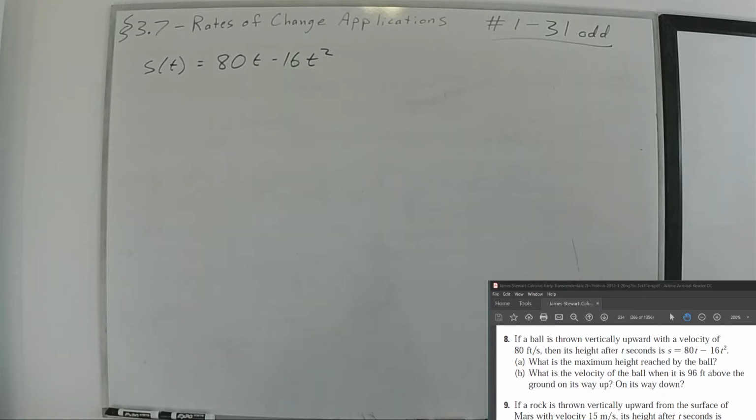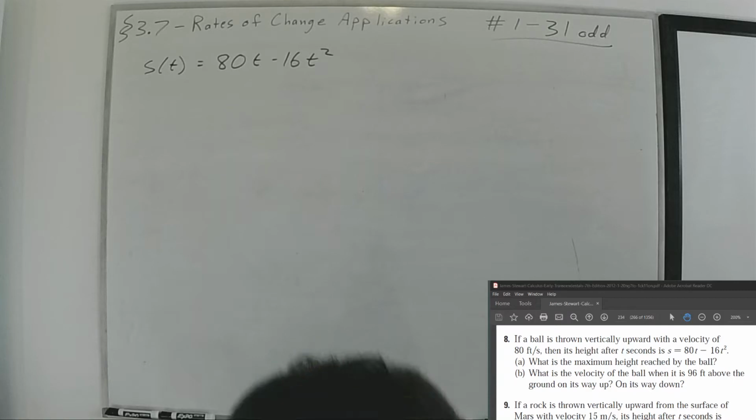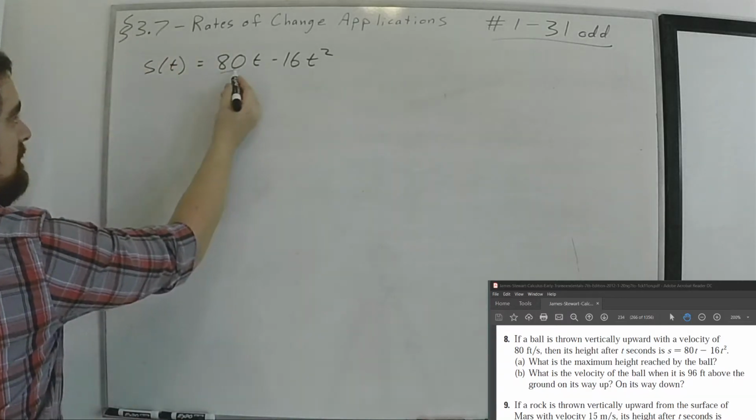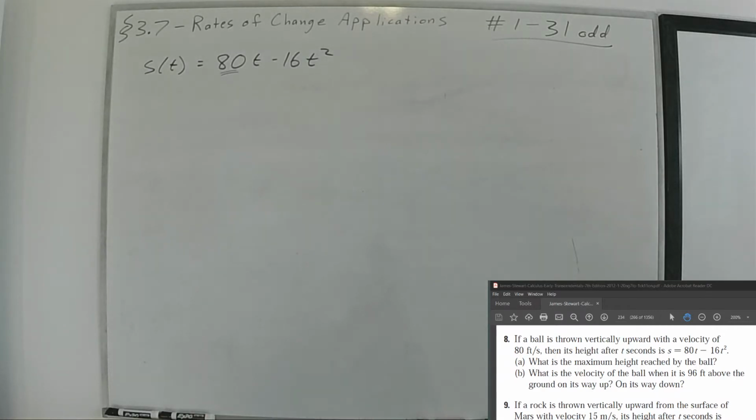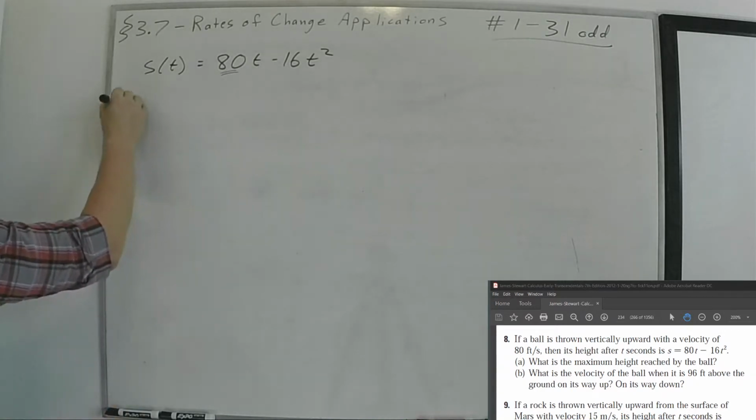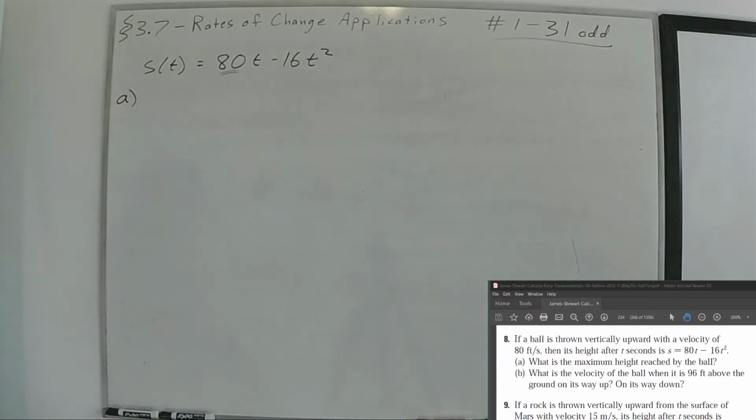And it does tell us that it has an upward velocity of 80 feet per second. That's where this coefficient is coming from. And part A asks, what is the maximum height reached by the ball? So we want to find the maximum height reached by the ball. Well, let's go with that first.